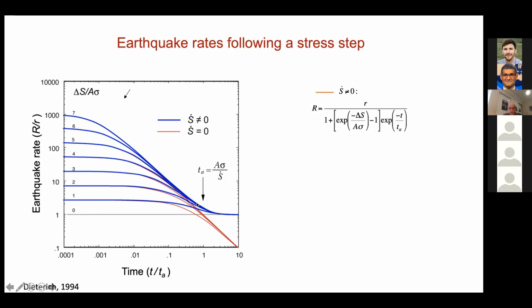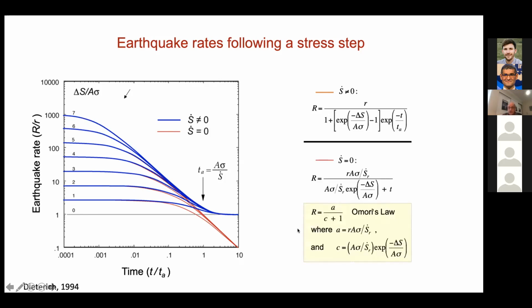And you're probably familiar with Omori's aftershock law. So this is Omori's aftershock law. It's an empirical law. It seems to hold up. It's extremely robust. It holds up for earthquakes all over the world under a variety of conditions. And it's an empirical law, just observations.